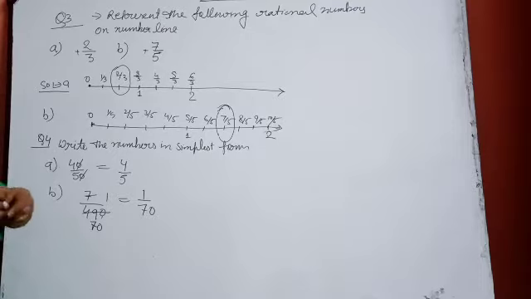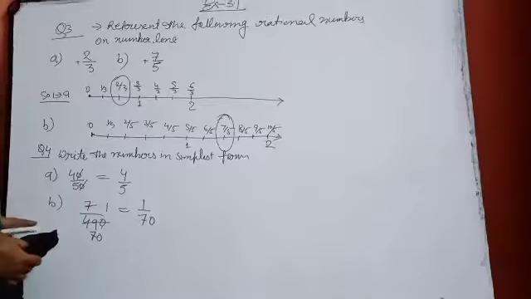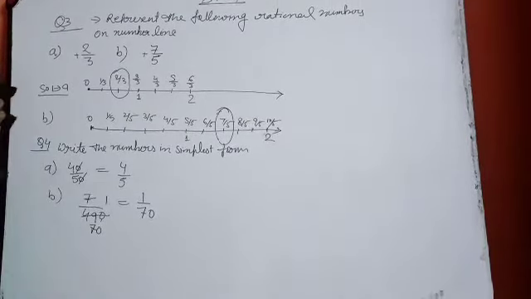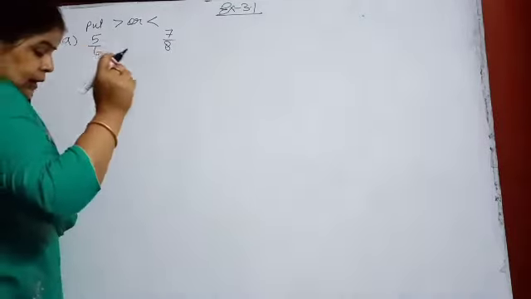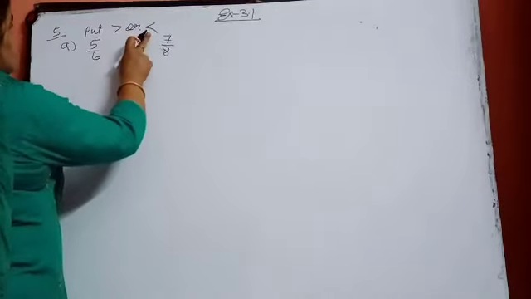Okay, now I am moving to the next question. Till question number 4 we have discussed here. Now I am moving to question number 5. Now the next question, that is the 5th question. And what is part A? Put the greater or smaller sign.